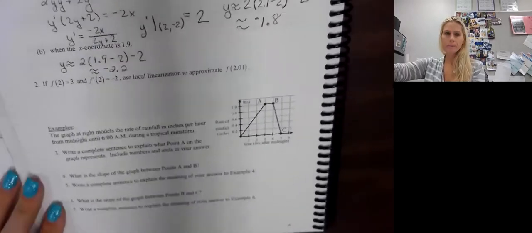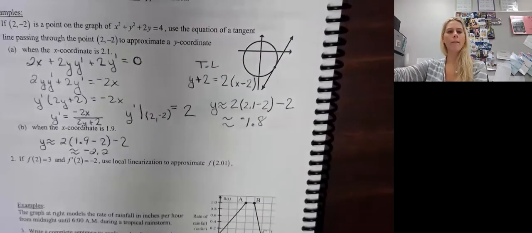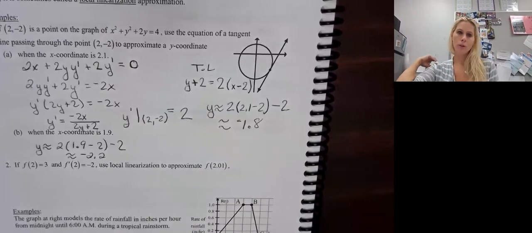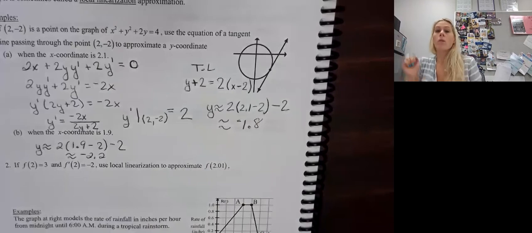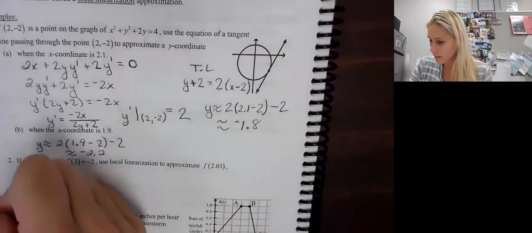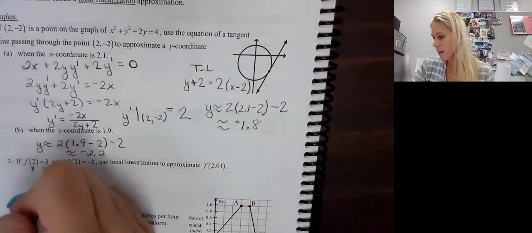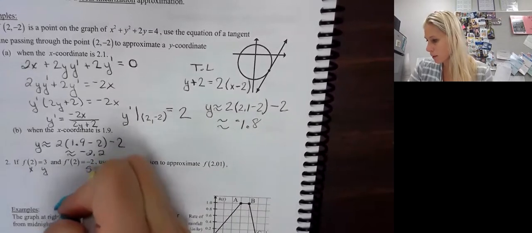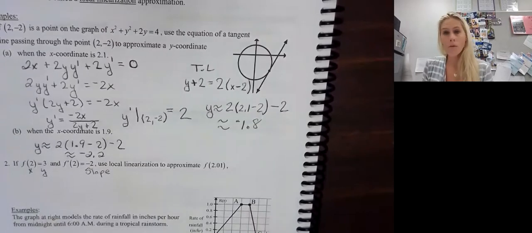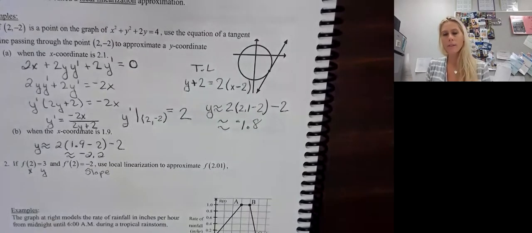All right. B, if f of 2 equals 3 and f prime of 2 is negative 2, use local linearization to approximate f of 2.01. Well, what do we have here, guys? We have an x, we have a y, and we have a slope. I know this because it said derivative. So really, I don't have to take any derivatives. I've already got it. I can go straight to the tangent line.